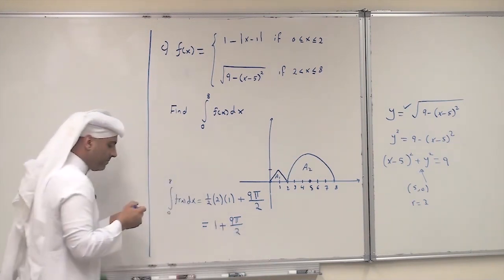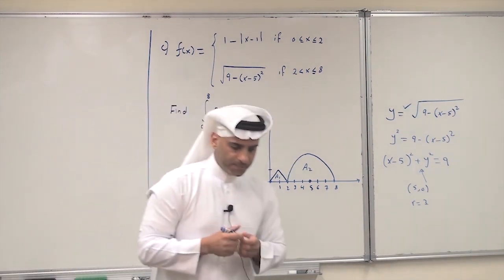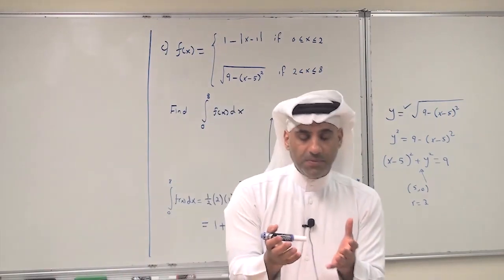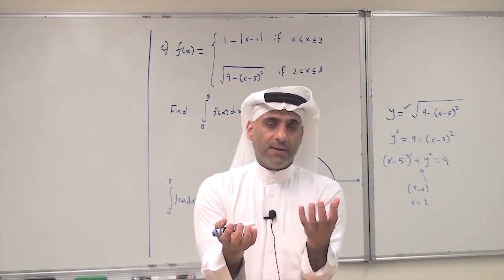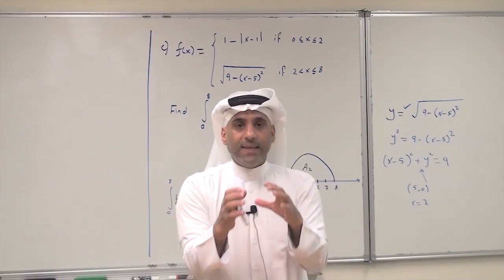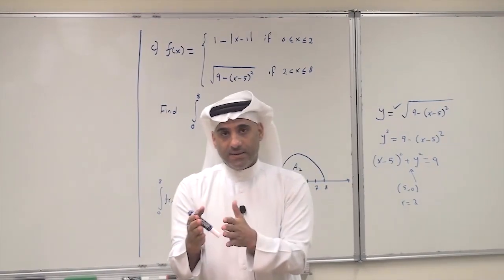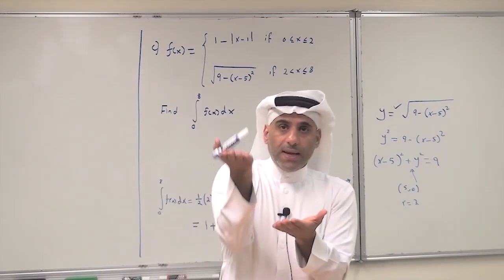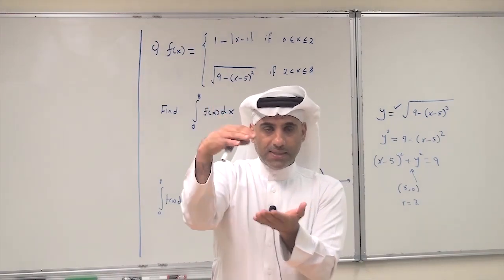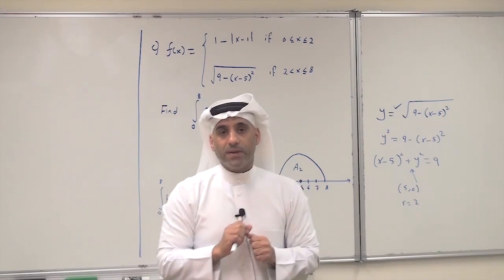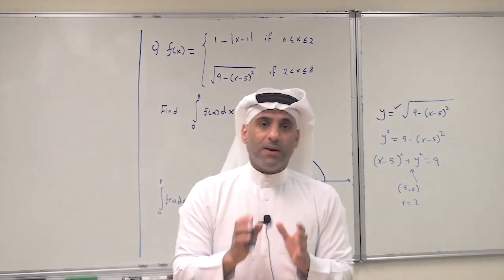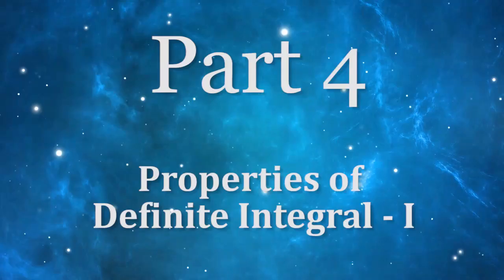So this example, these 3 parts of the example, give us an idea of the relationship between the integral and the area under the curve. And simply we said the integral is the net area. So it is the sum of all areas above the x-axis minus the areas below the x-axis. The next point will be talking about the properties of the definite integral.